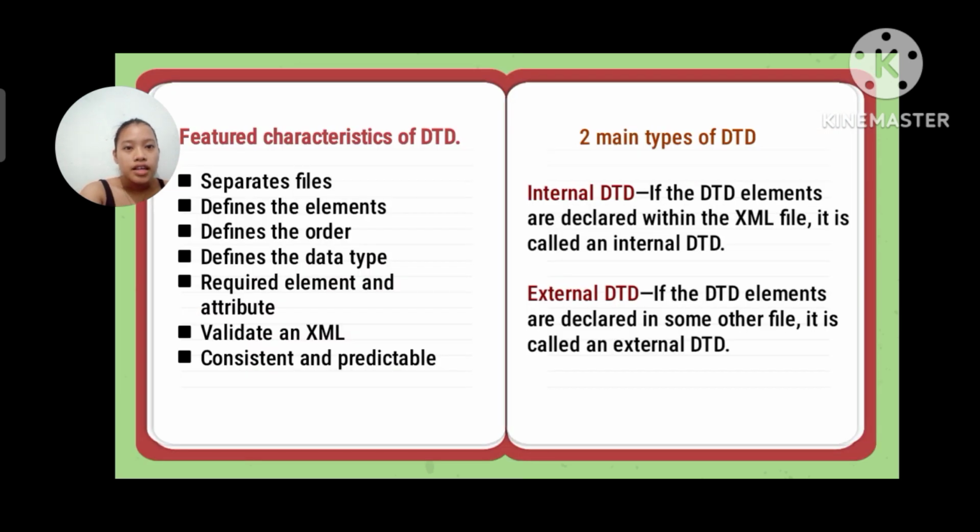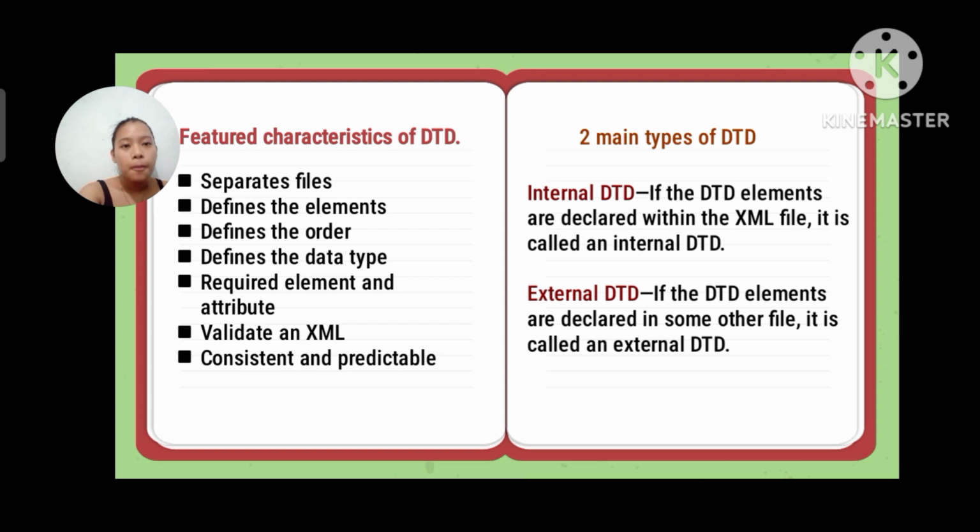DTD's characteristics are: it is a separate file, it defines the elements, it defines the order, it defines the data type, it requires elements and attributes, it validates an XML, and it is consistent and predictable.